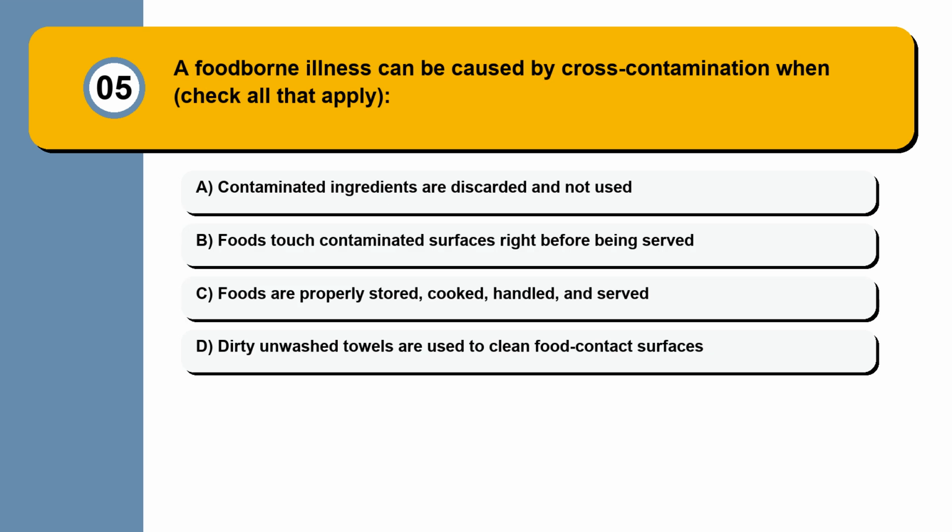Question 5. A foodborne illness can be caused by cross-contamination when, check all that apply: contaminated ingredients are discarded and not used; foods touch contaminated surfaces right before being served; foods are properly stored, cooked, handled, and served; dirty unwashed towels are used to clean food contact surfaces.